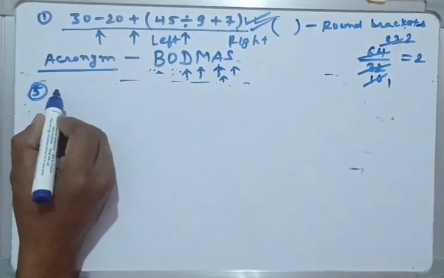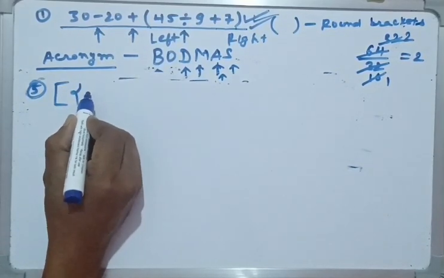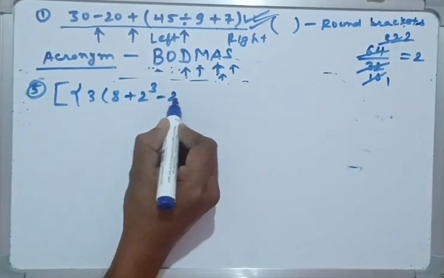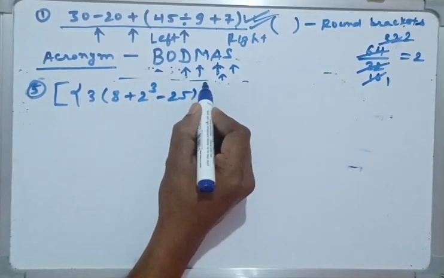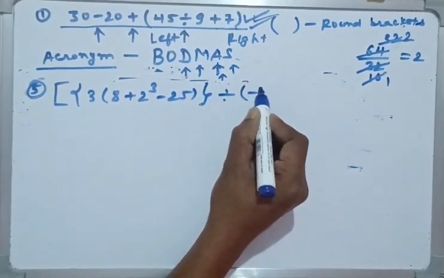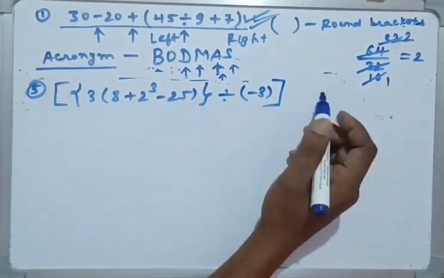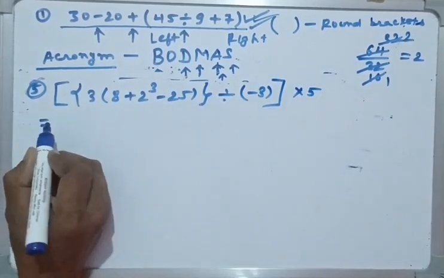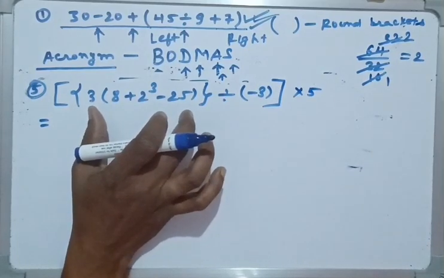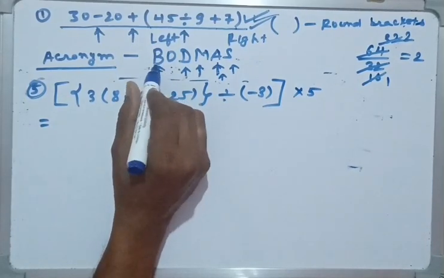Question number 5. Suppose one square bracket, then a curly one, 3, 8 plus 2 to the power of 3 minus 25, then this round bracket is closed, then the curly bracket closed, then division minus 3, and then the square bracket closes and multiply by 5. So guys, which operator do we use first here? First of all we solve the round one. Why? Because B comes first.